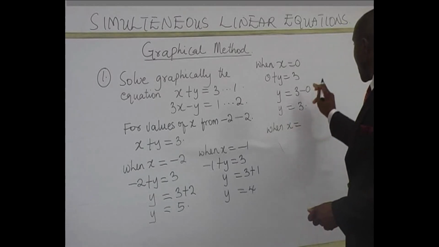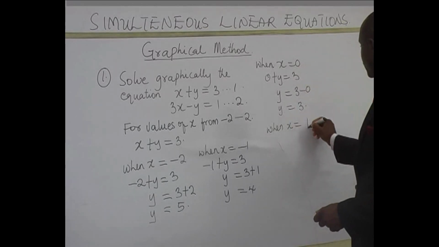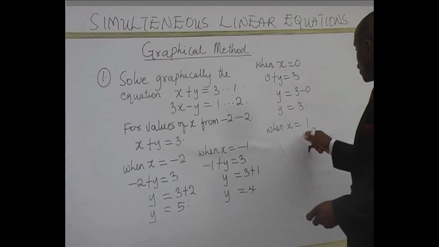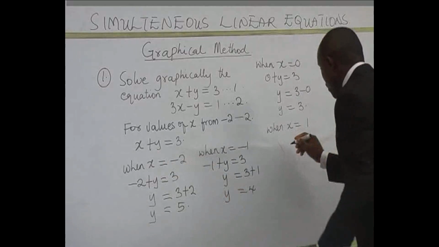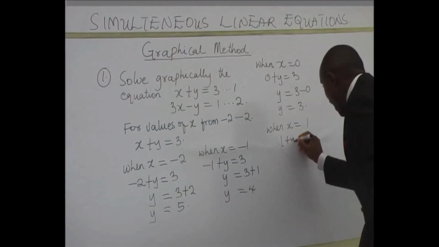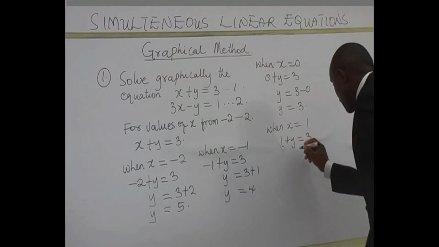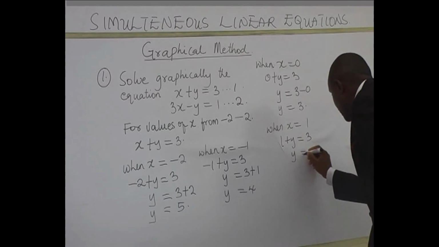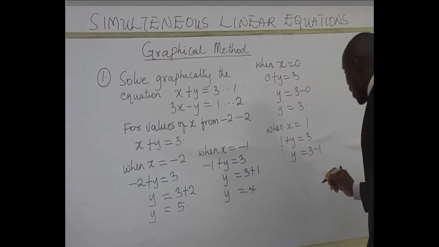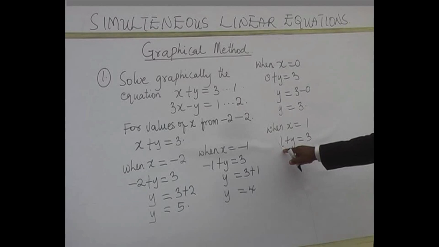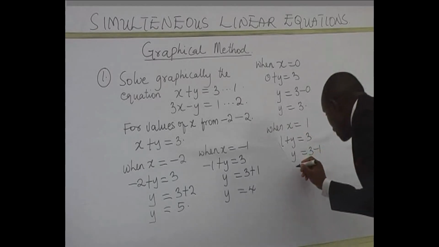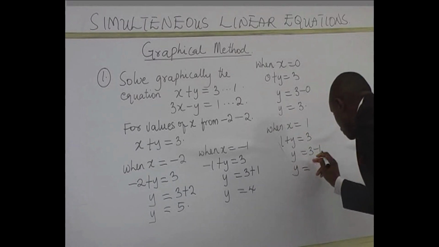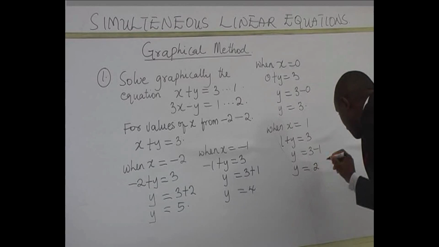The next one is when x is equal to, after 0, the next number is 1. So when x is 1, substitute 1 for the value of x in the equation. We're going to have 1 plus y is equal to 3. That means y is equal to 3 minus 1. Plus 1 in the left hand side coming to the right hand side, we change to minus. So we're going to have y is equal to 3 minus 1 is 2.